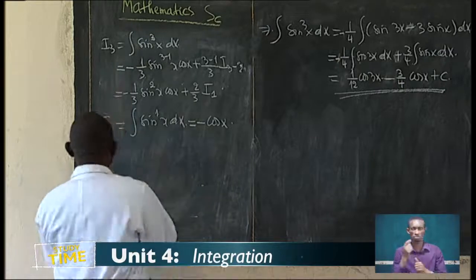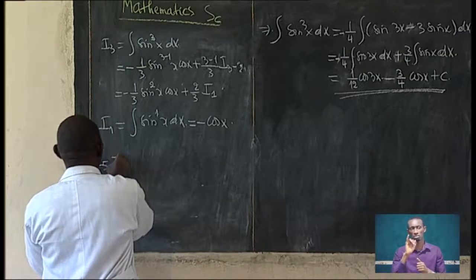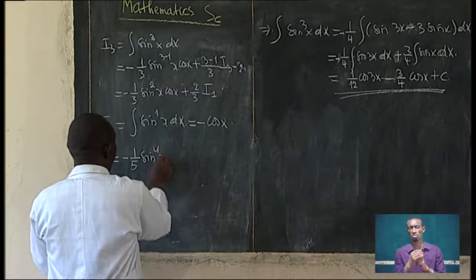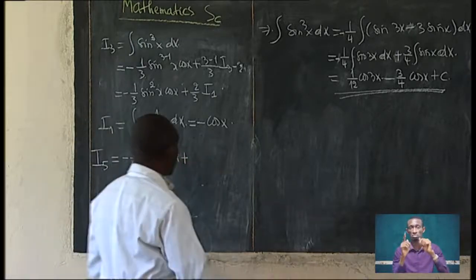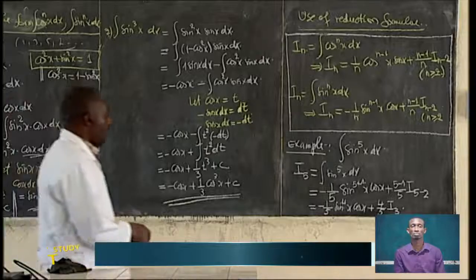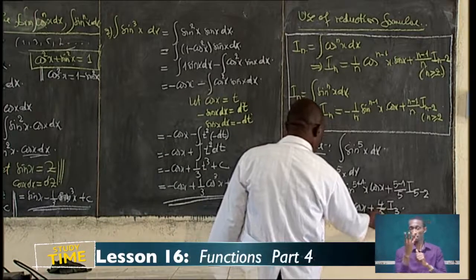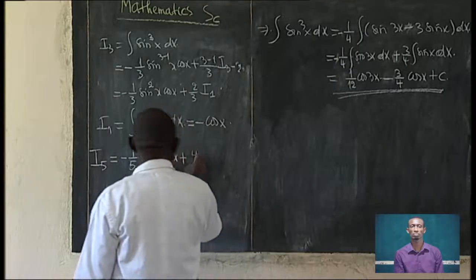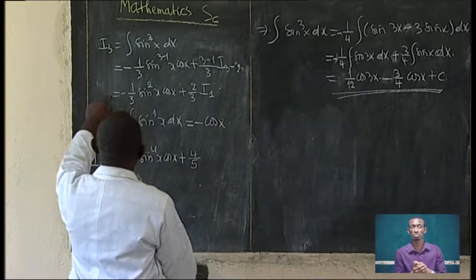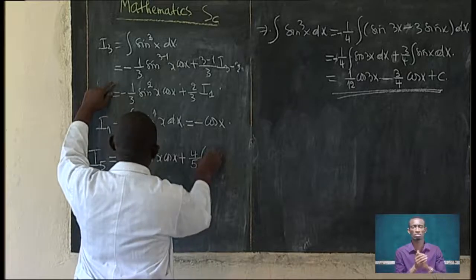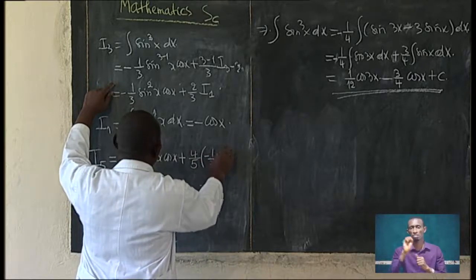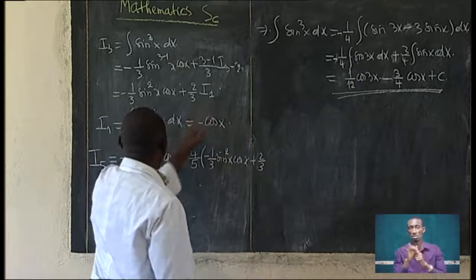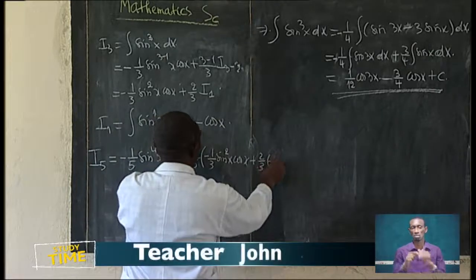Then I go back to my integral. I_5 is equal to minus 1 divided by 5, sine^4 x times cosine x, plus, I start by here, 4 divided by 5 I_3. And I_3 is minus 1 divided by 3, sine squared x times cosine x, plus 2 divided by 3, I_1. I_1 is minus cosine x.